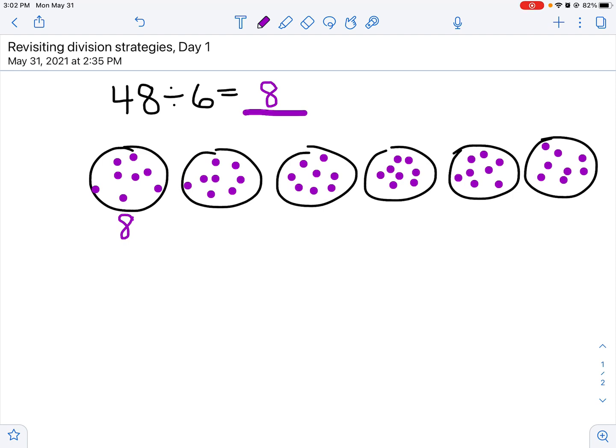Okay, so this is a great strategy. It's a good beginning one. It works, but it gets a little cumbersome, a little difficult. You've got a lot of dots. It's easy to miscount or to miss a group. So it's not the most efficient strategy, but it's certainly a strategy that works.